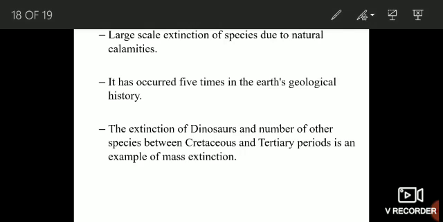Okay, the extinction of dinosaurs and many other species which occurred between the Cretaceous and Tertiary periods is an example of mass extinction. That means the extinction of dinosaurs and other species which existed with dinosaurs at that time is believed to have occurred as a consequence of some natural calamity, and this is a specific example of mass extinction.